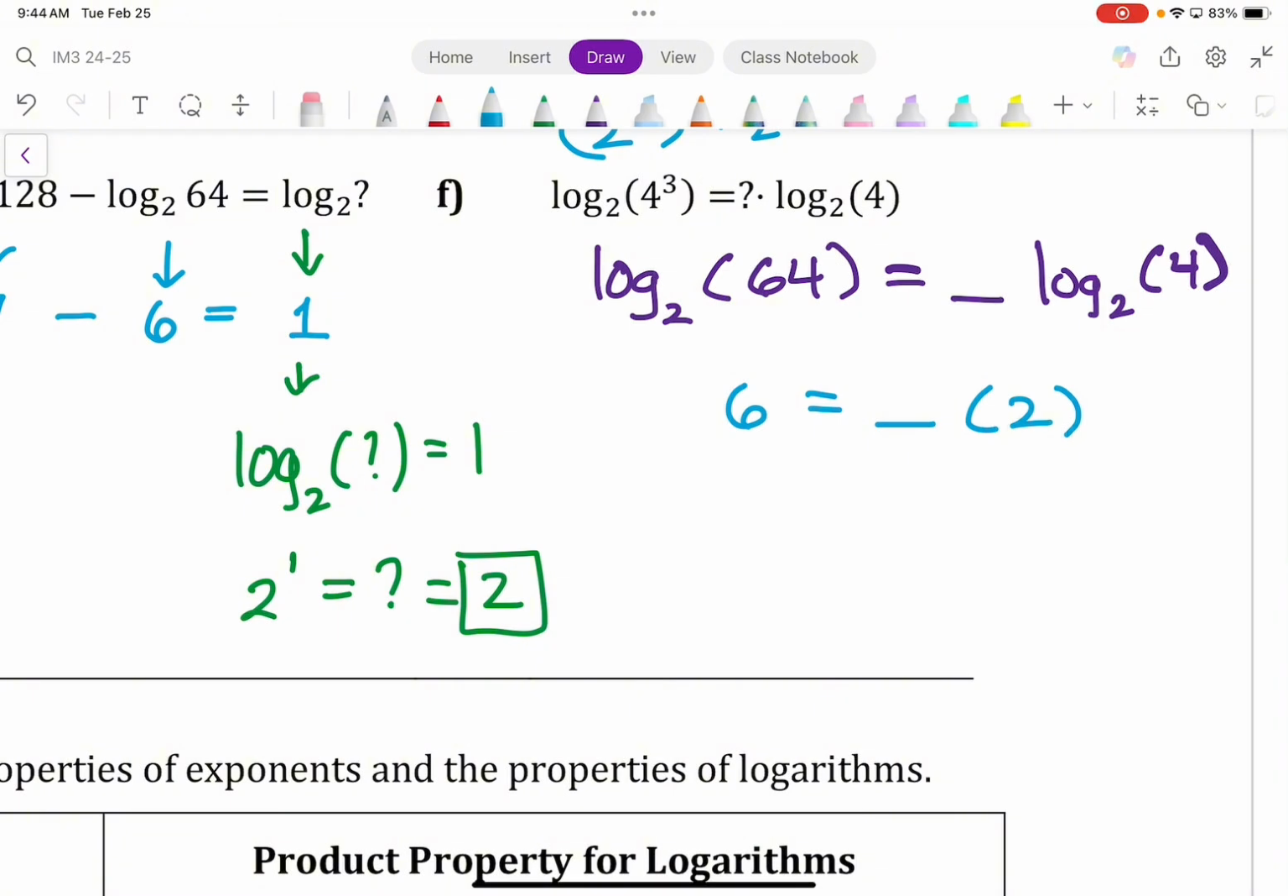So what would the blank be equal to make this a true statement? 2 times what gives you 6? That would have to be a 3. So that means that the missing value is a 3, because 2 times 3 is what gets you 6.